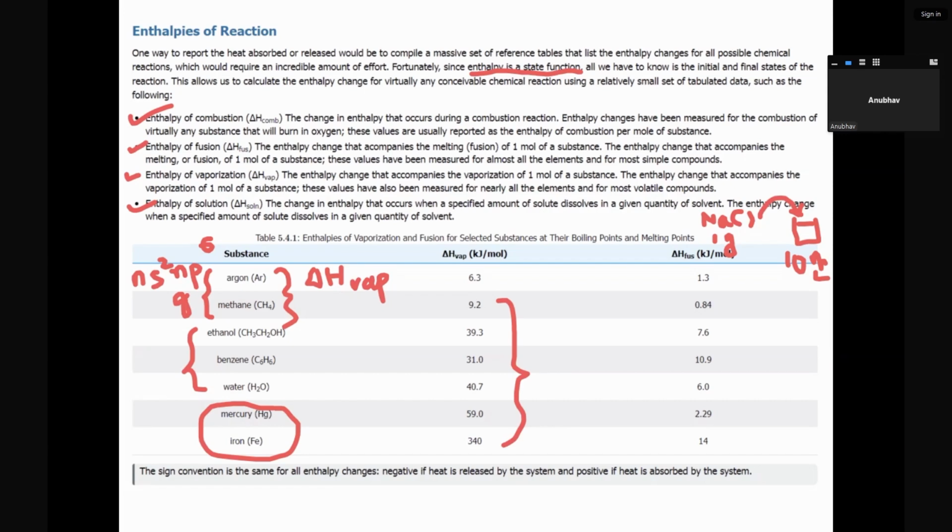the enthalpy of fusion. You can also see over here, in case of delta H fusion, that is melting of a substance, the melting process is not as straightforward as vaporization. And here also you can see, in case of melting, iron has the highest value and methane has the lowest value.